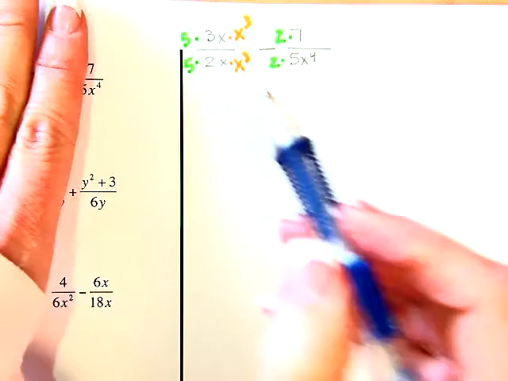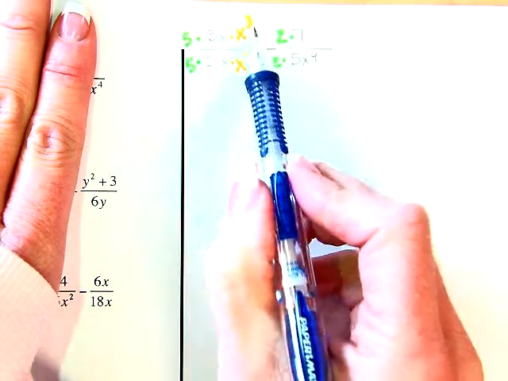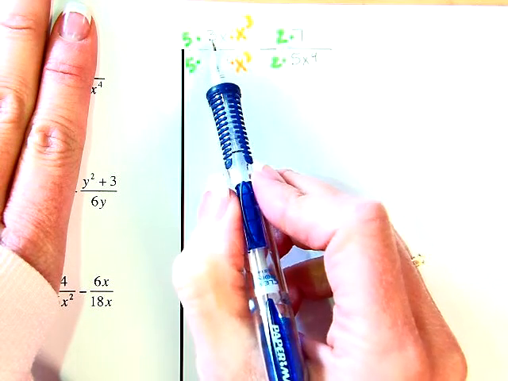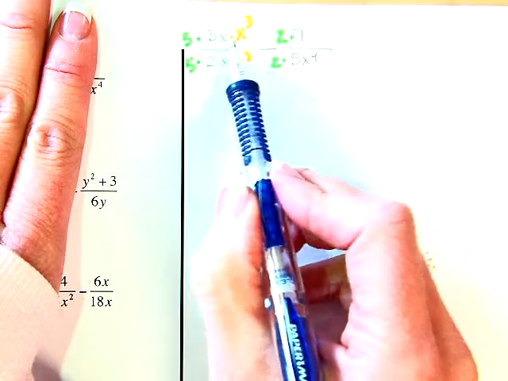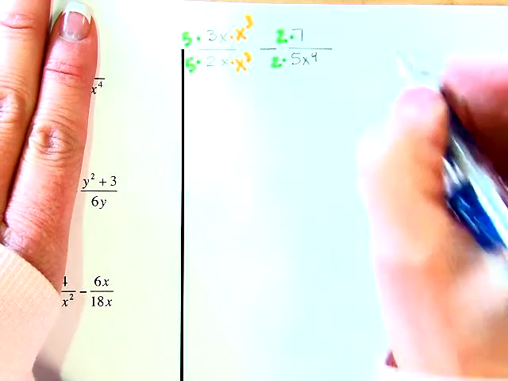So now what I'm going to do is I'm going to multiply this numerator out. 5 times 3 times x cubed is 15x to the 4th. So 15.